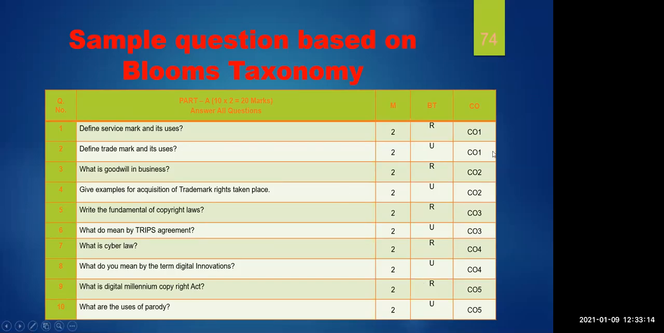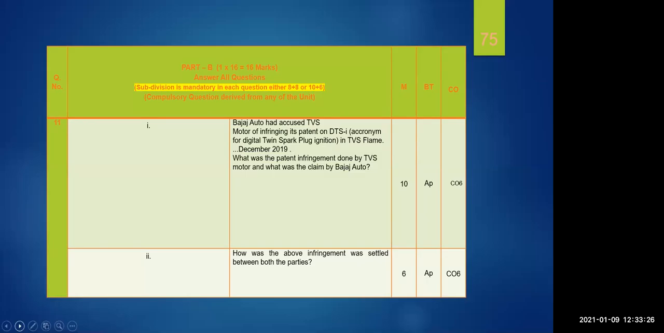So in future, if you are following it, these will be the type of questions that have to be set, and all the universities are following this pattern. So based on Bloom's level, we have to set it out. And you can see the Part B questions here. You shouldn't ask remember or understand questions over here.